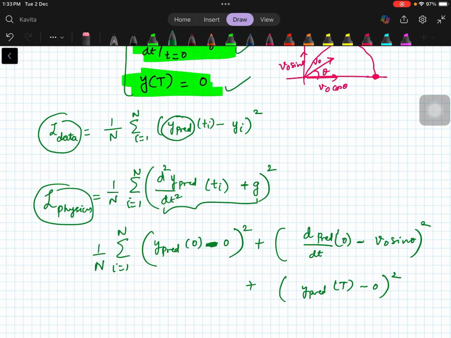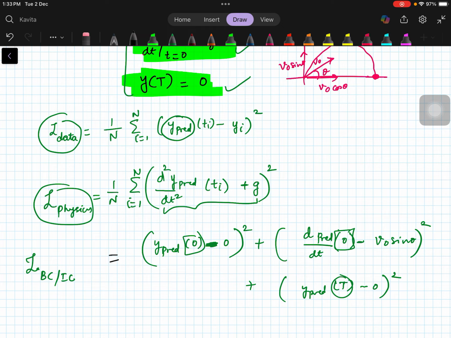Okay. So, this is my boundary condition and initial condition error. Do you understand? I will not do this sum from i equals 1 to n here, because there is no i here. I am just looking at a particular value, for example at 0 or at t. So there is no need of this term here. So, this is our error from the initial and boundary condition.